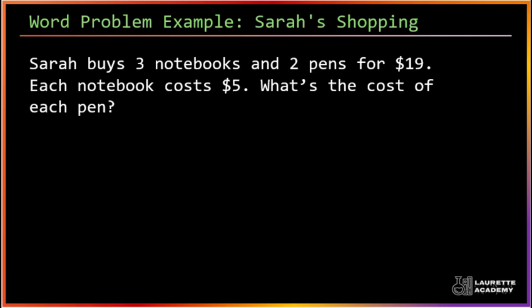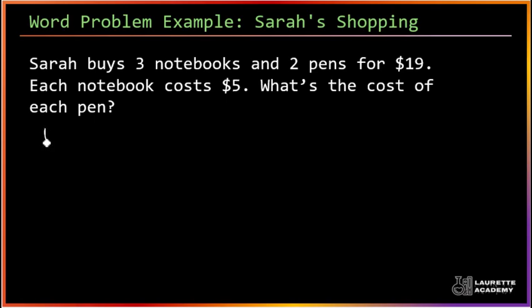Let's walk through an example. Here's the scenario. Sarah buys 3 notebooks and 2 pens, and her total bill is $19. We are also told that each notebook costs $5. The question is, what's the total cost of each pen? First, let's define our unknown. We are looking for the cost of a pen, so let's call it P.